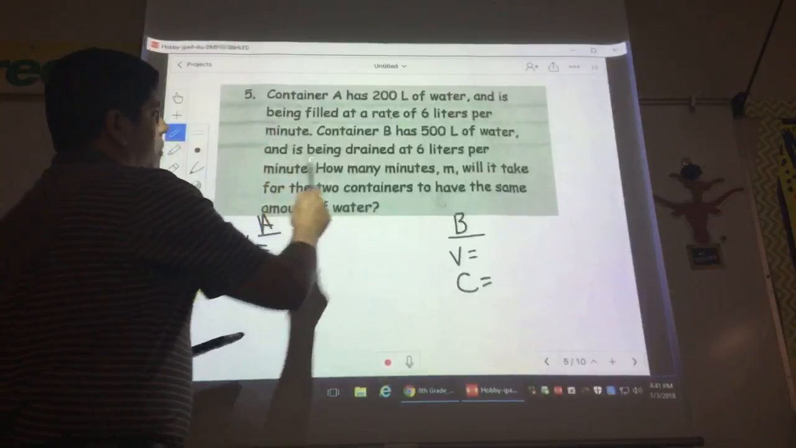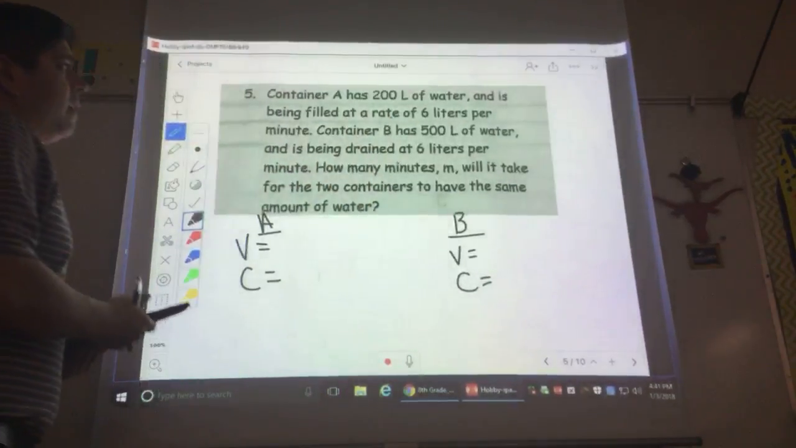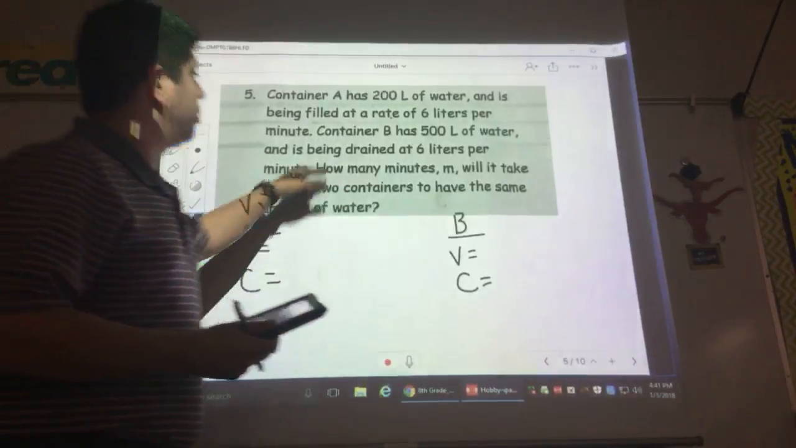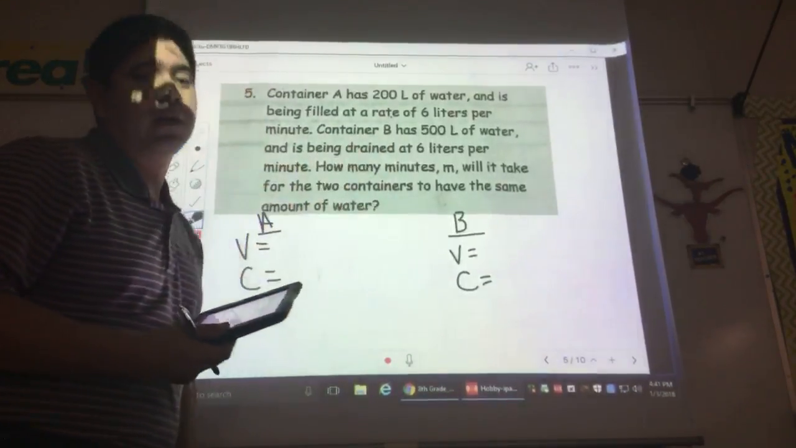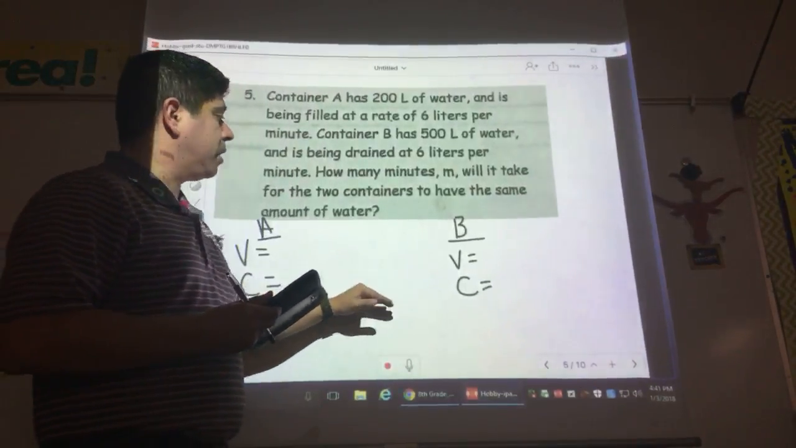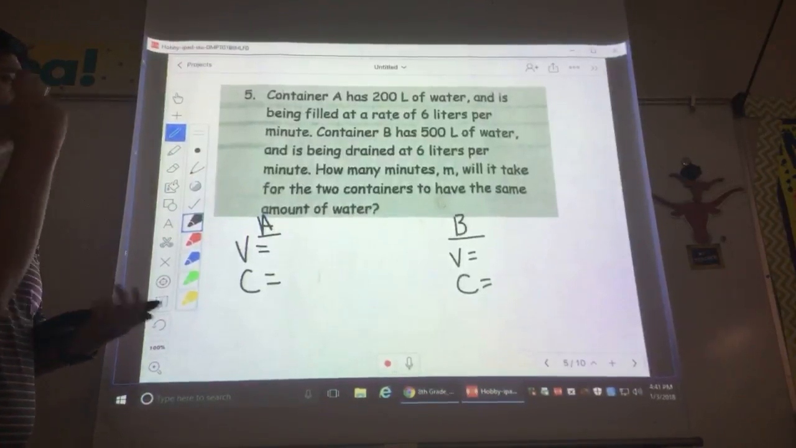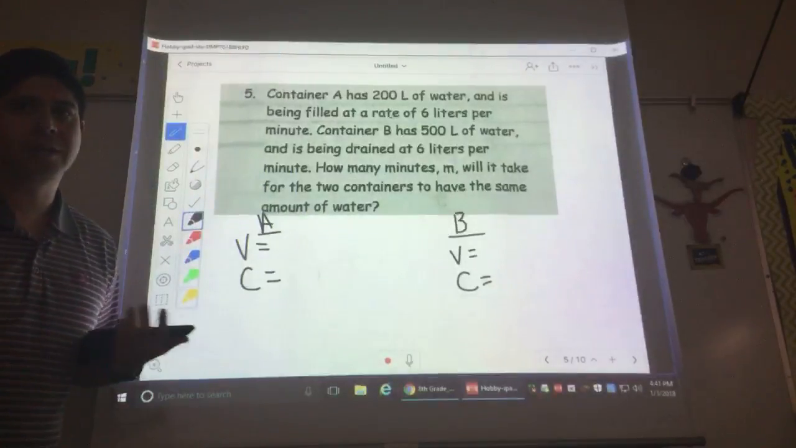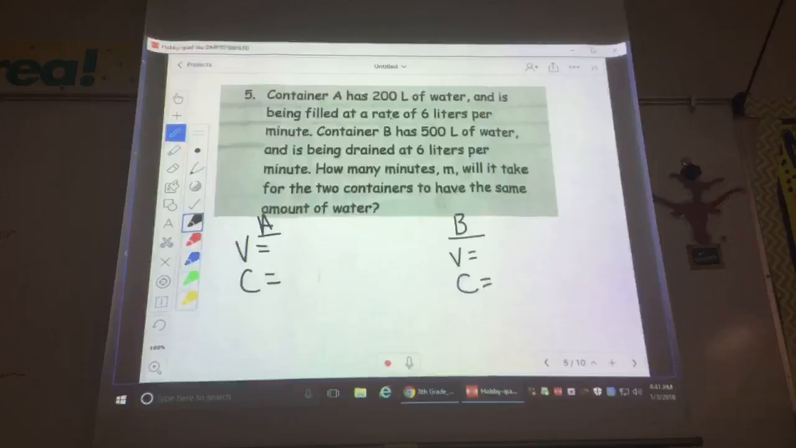Now remember, be careful because container A says that it's being filled at a rate, so that's going to be plus. Container B says that it's being drained at a rate, so that's going to be a minus or a negative. However you have it, you're going to set this up, make it equal to each other, and then you got to solve for it and find out. You can use n as your variable, you can use x as your variable, it's fine, doesn't matter. All right, so that's number 5.